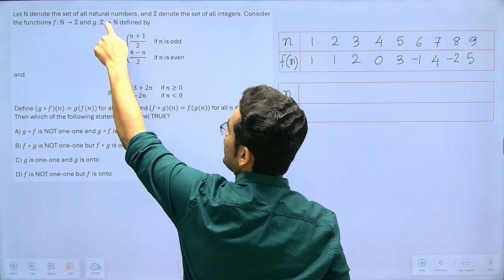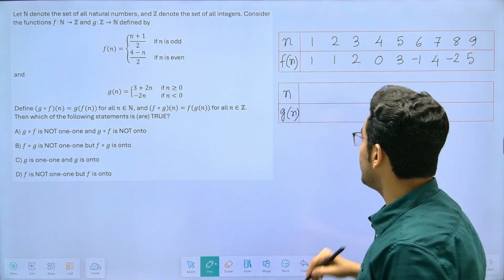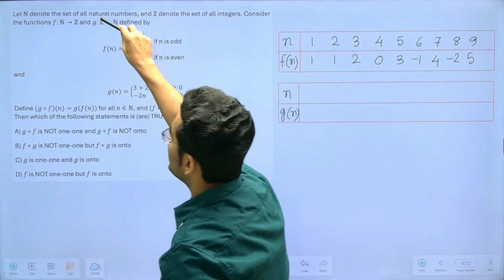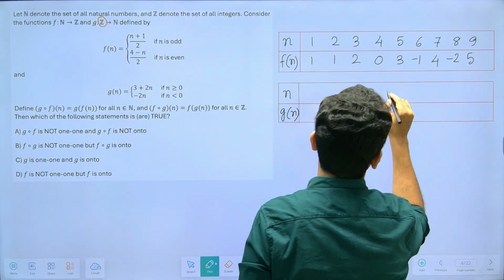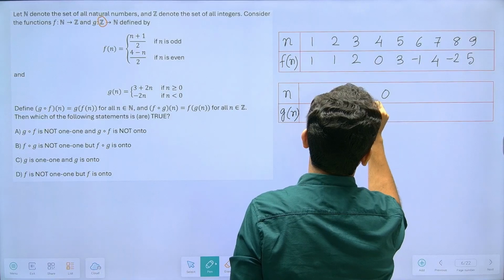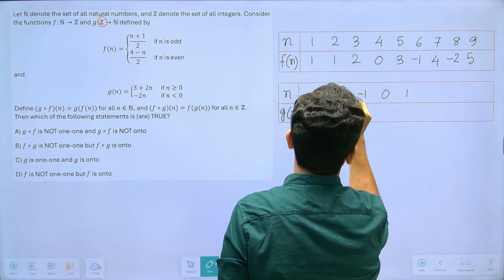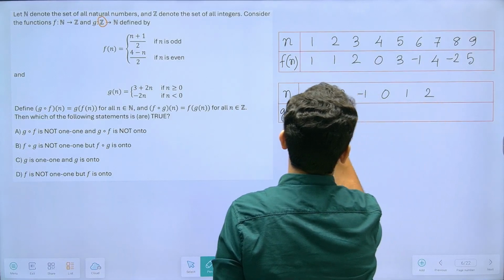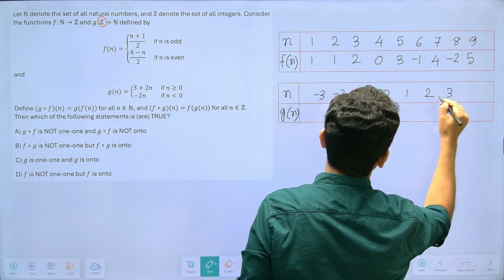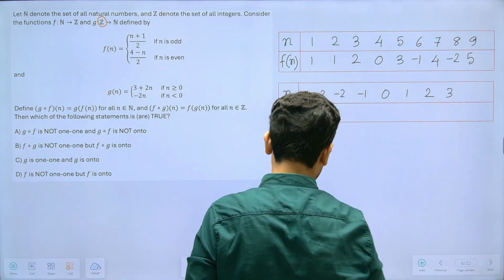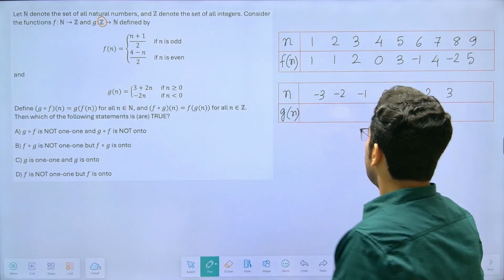Here, what is the domain? The domain is a set of integers. So we will take, let us say, 0, minus 1, 1, minus 2, 2, minus 3, 3, minus 4, like that. First, let us take 0.